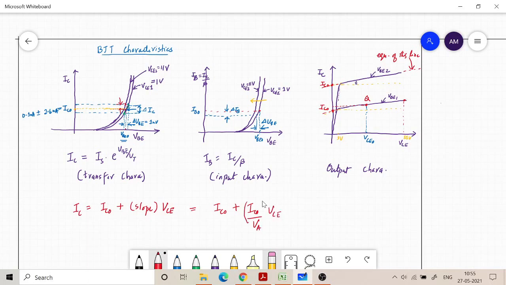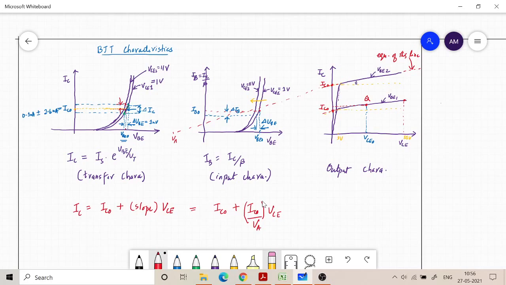Okay, so I have defined the slope like this, which means that if I keep on extending this line backward, it will meet somewhere on the x-axis, somewhere here. Okay, so that point, if it is like VA, I am talking with respect to the third curve.